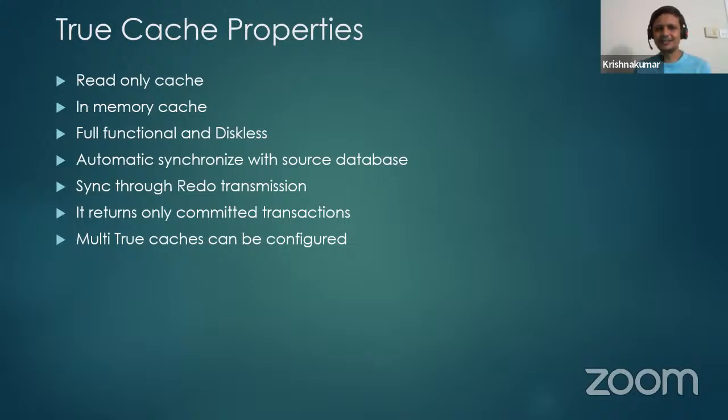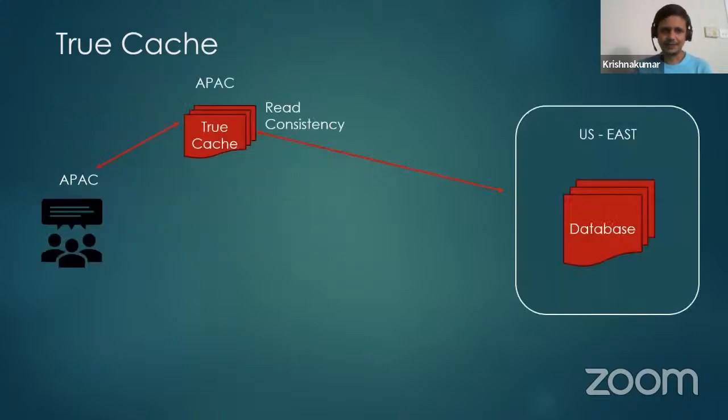So for better understanding, it is similar to the physical standby concept, but the only thing is it is diskless. We don't have the database and we are storing only a subset of the data in the TrueCache. Okay, so how is it happening? The APAC customer, we are going to create a TrueCache in the APAC region. It is going to pull from the database located in the US region. It has read consistency.